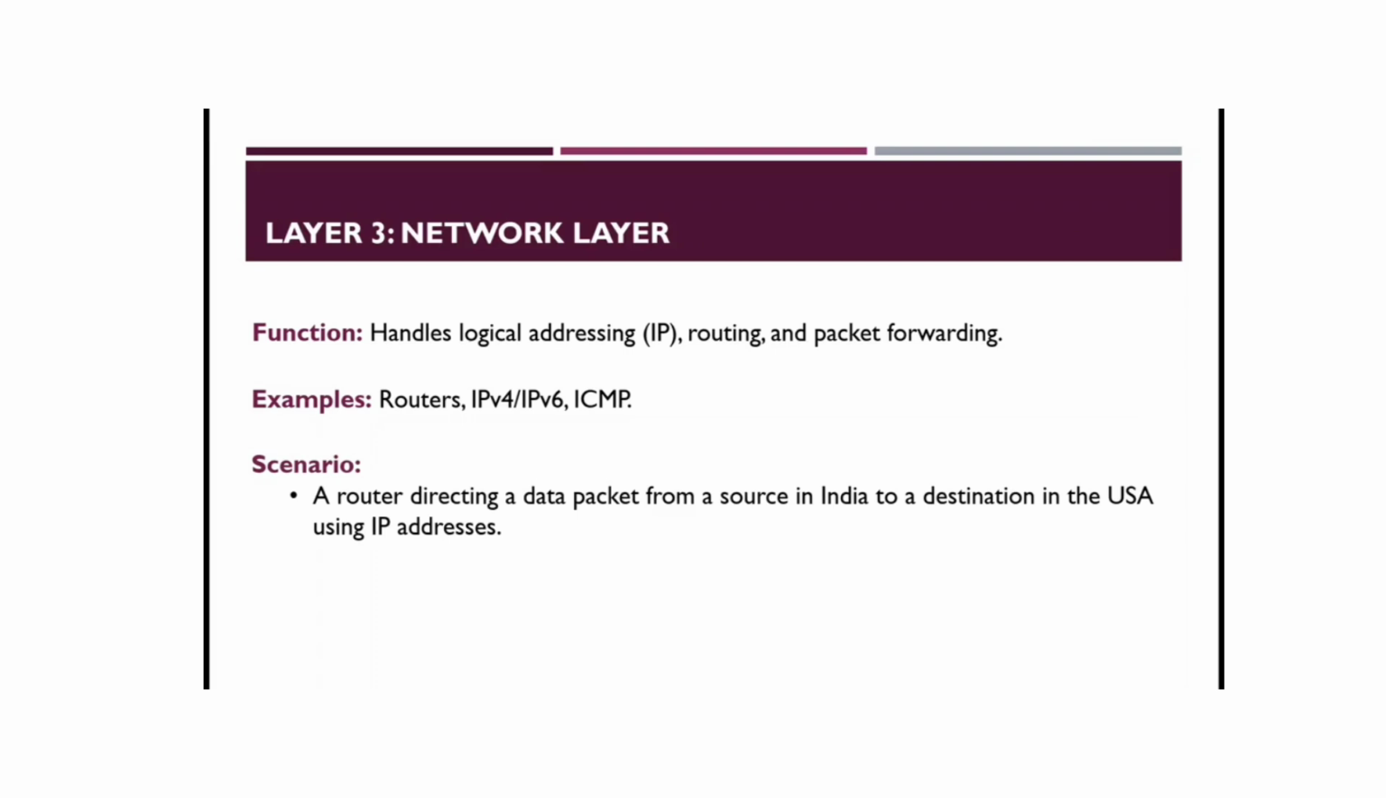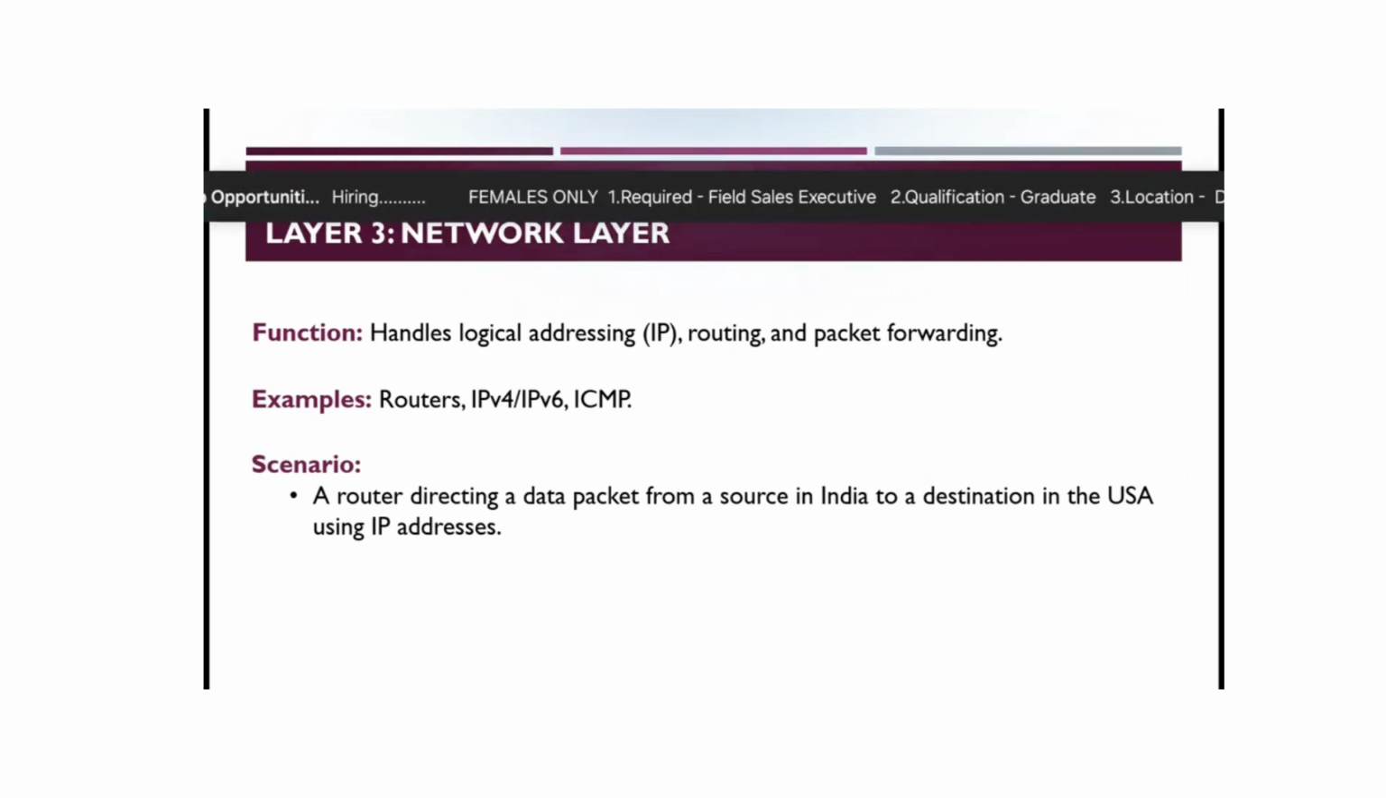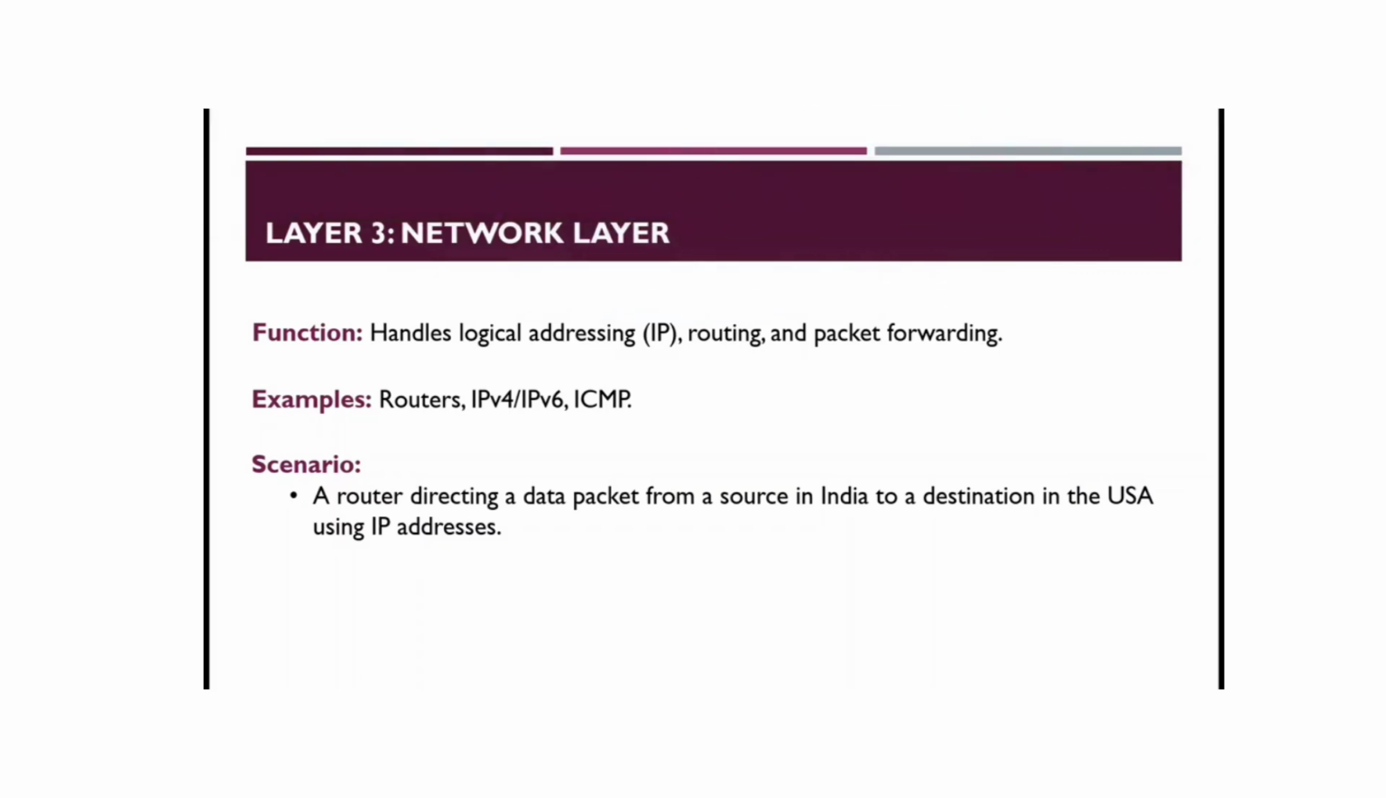Suppose you send an email from New York to London. The network layer uses your IP address and your friend's IP address to determine the best path across routers and networks. The email is split into packets, forwarded through various routers, and reassembled at the destination, ensuring your message reaches your friend correctly. In a simple way, we can say the network layer is transferring the data using IP addresses and routers.